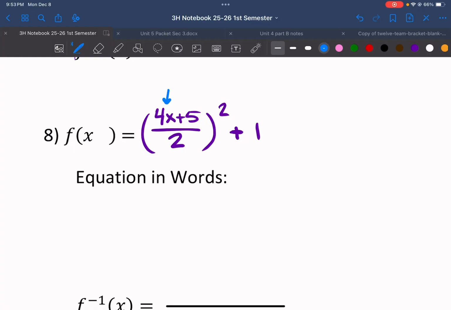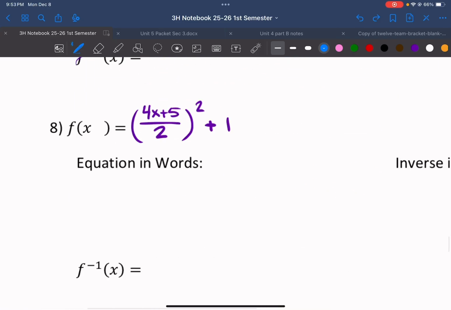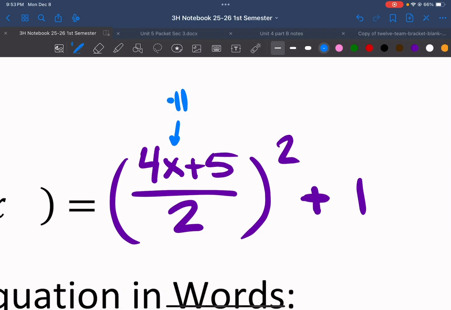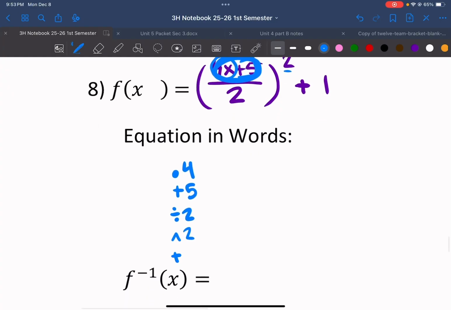What will come first? Think of it like this. If the order of operations, PEMDAS, is confusing you to follow that, think of it as, what would I do first if I plugged in a number for x? What would be the first step to do? It would be multiply by a 4. After I multiply that number by a 4, I would take that and I would add 5. I would take this whole number and divide it by 2. That's when I would square it. And last but not least, I would add 1.